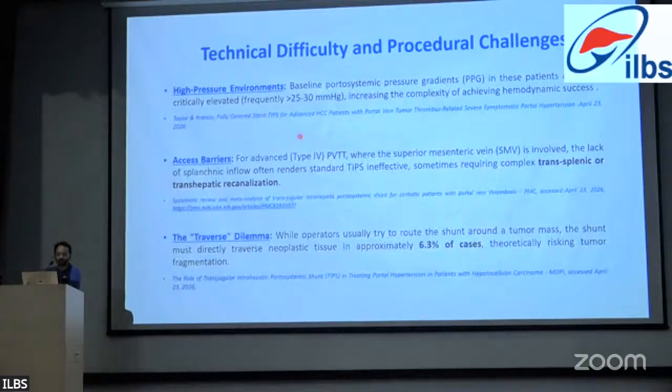The technical difficulty is definitely the high pressure environment, which we can see in these cases. There are access barriers, because especially in type 4 portal vein tumor thrombus, when even the superior mesenteric vein is involved, and there is even splenic inflow involvement, it often renders the standard TIPS ineffective. So we have to follow other routes such as transsplenic or transhepatic recanalization. And while operators usually try to route the shunt around the tumor mass, the shunt directly traverses neoplastic tissue in approximately 6.3% of cases, theoretically risking tumor fragmentation.